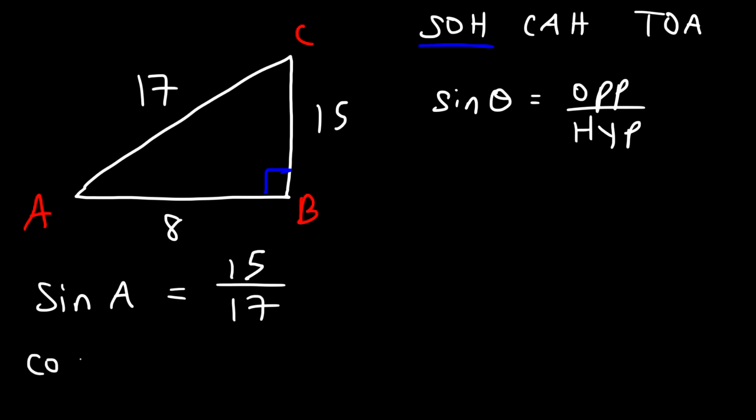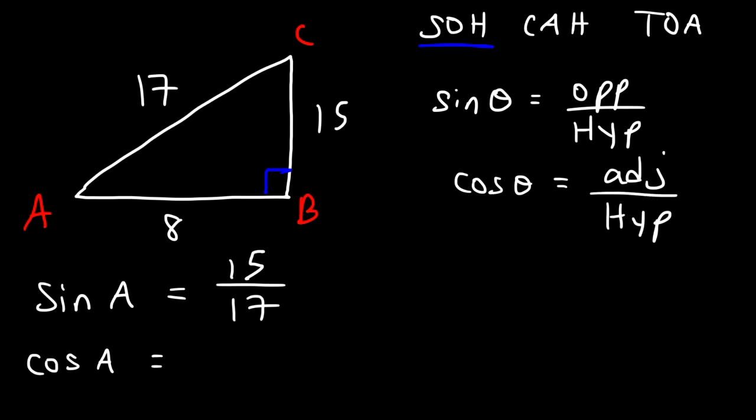Now, what do you think the value of cosine A is going to be? Cosine theta is equal to the adjacent side divided by the hypotenuse, based on SOHCAHTOA. So adjacent to A is 8, and the hypotenuse is 17. So it's going to be 8 divided by 17.